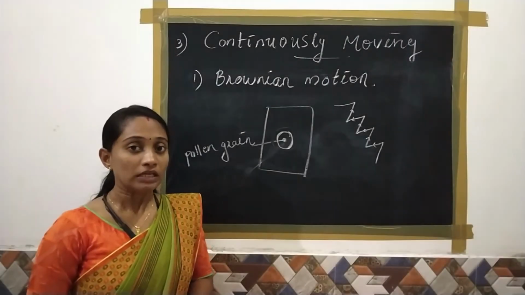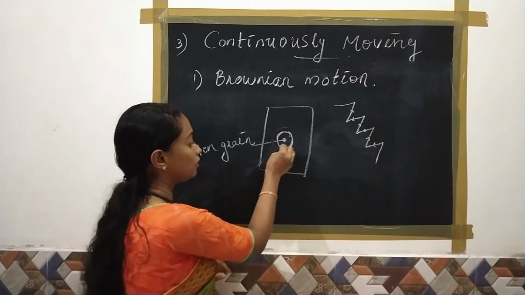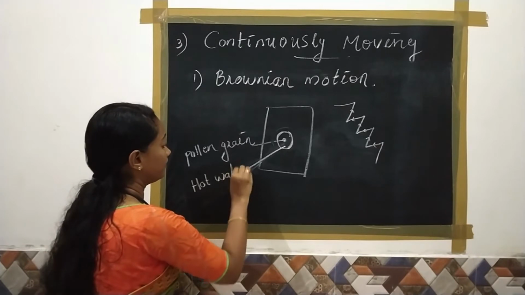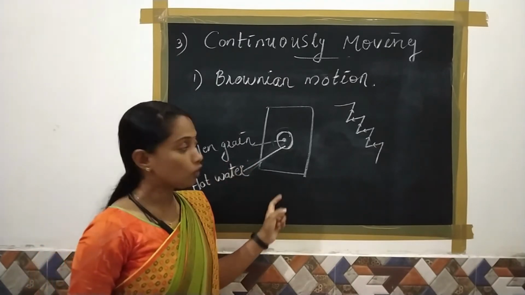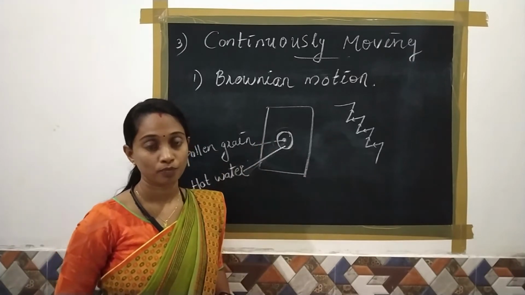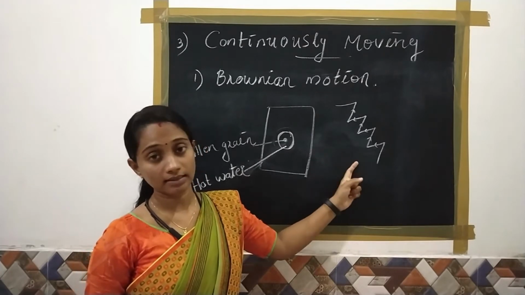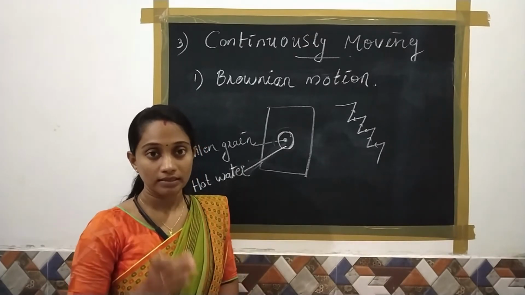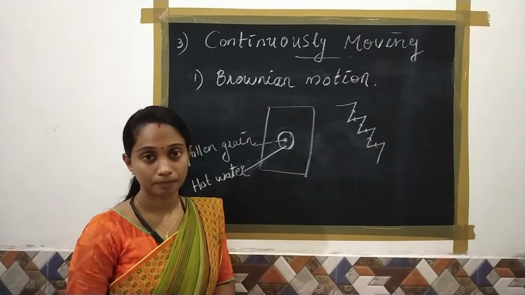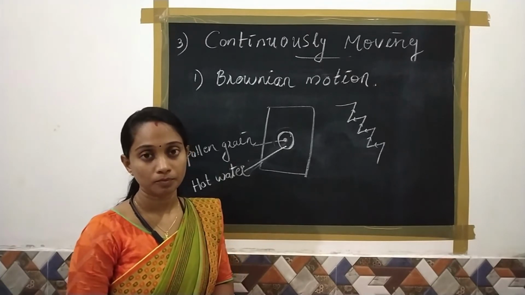Secondly, he did the same experiment with hot water, that means instead of cold water, he used hot water. After the experiment, he observed the same thing, that is, the pollen grains moving in a zigzag way. But in hot water, the rate of speed is greater than in cold water. That means these particles are moving with a greater speed.